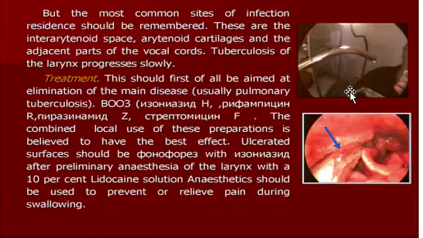These are the interarytenoid spaces, arytenoid cartilage, and the adjacent parts of the vocal cords. Tuberculosis of the larynx progresses slowly. The treatment should first of all be aimed at elimination of the main disease, and you should use a combined local use of the preparations believed to have the rest effect with the antiphthisic drugs.